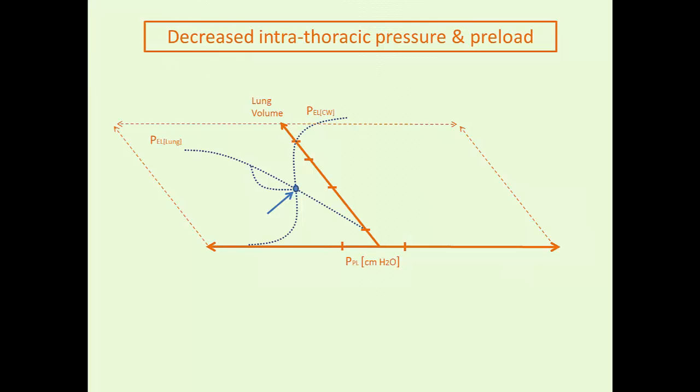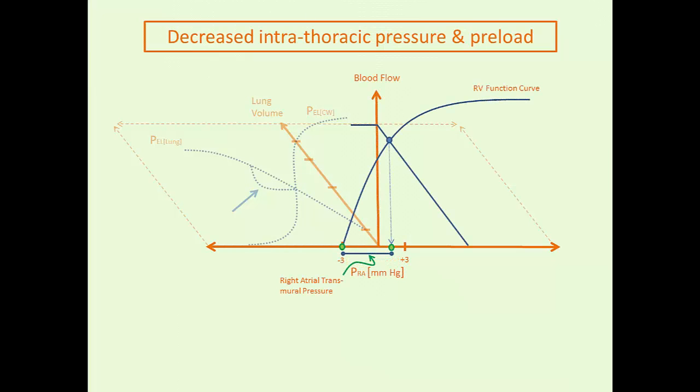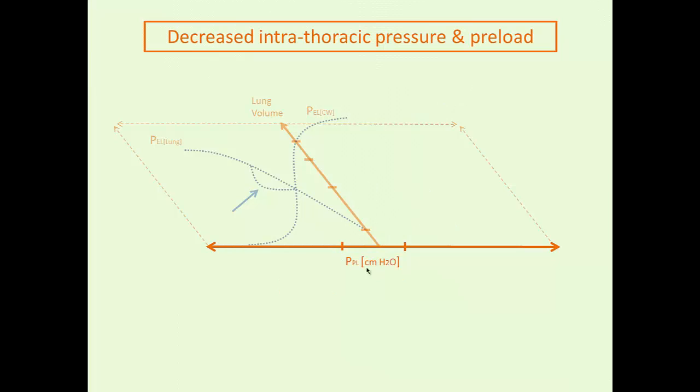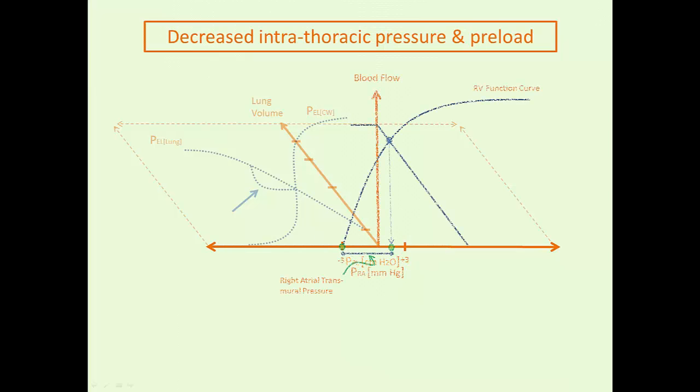That leads us into a discussion of how a decrease in intrathoracic pressure affects left ventricular preload. We're going to go through the same thought experiment and talk about the LV. If we decrease intrathoracic pressure without changing volume, this is like a mini Mueller, and we're going from pleural pressure in centimeters of water on the x-axis. Again, this is atmospheric, this is subatmospheric, this is above atmospheric pressure.